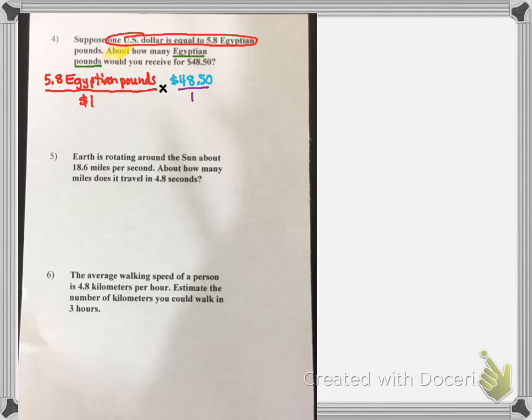Now, I want to create two fractions and make this a little easier. What I need you guys to notice, dollar sign over dollar sign, they kind of cancel each other out. So I'm left with basically doing this math: 48.50 times 5.8. Now you can actually see what I was talking about earlier with decimal points not lining up. But again, it said about, so we're going to go ahead and round these. We're going to round to the highest place value for each one of them.